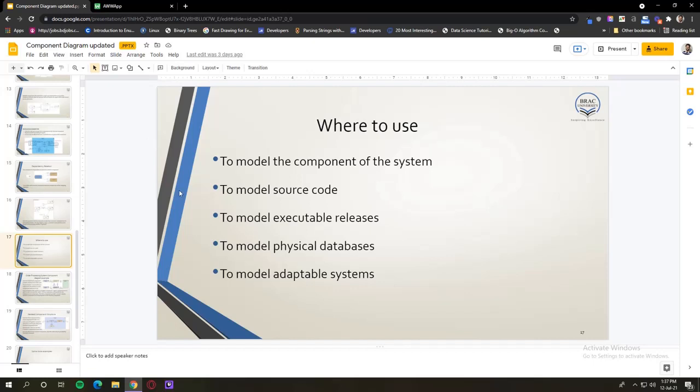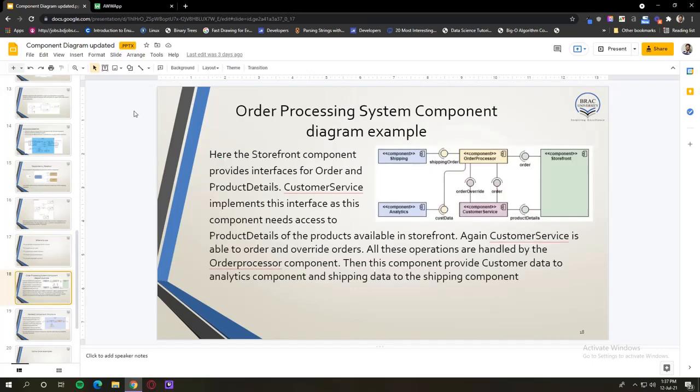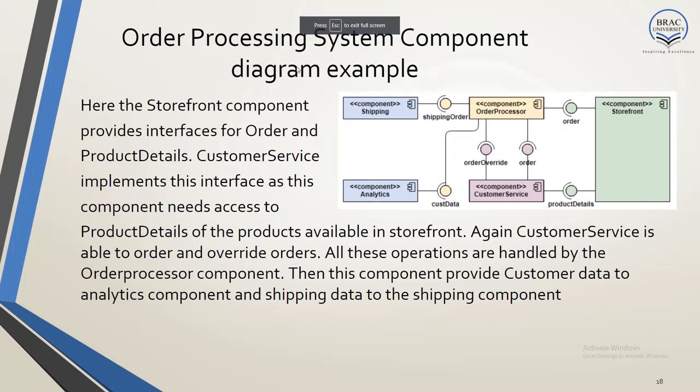Now let us look at some more examples of another order processing system. Over here, this is an order processing system component diagram. Okay, so let us look at the components. There are mainly 5 components over here: the storefront component, order processor component, customer service component, analytics component, and the shipping component.